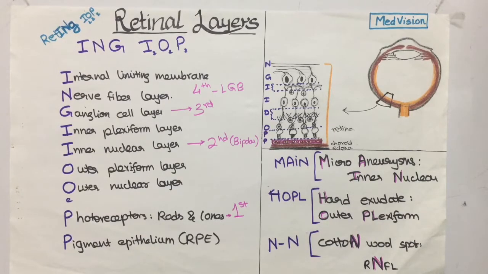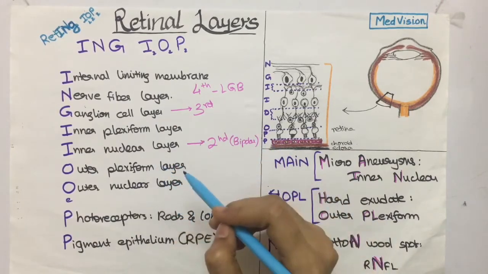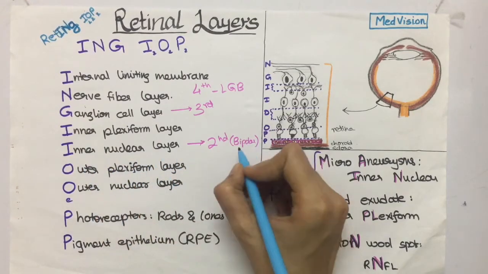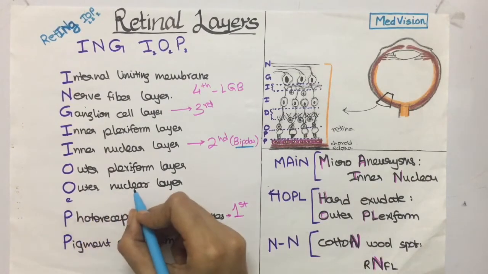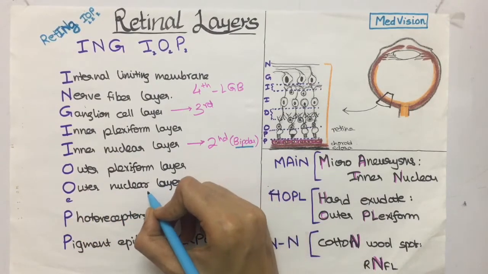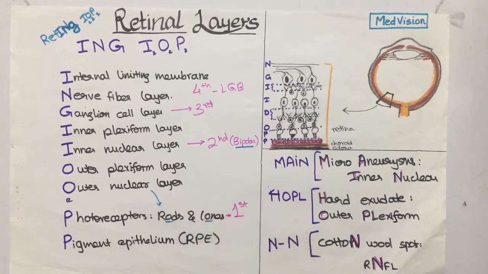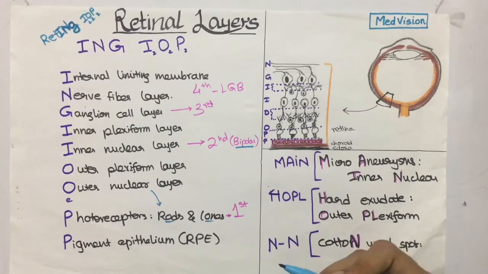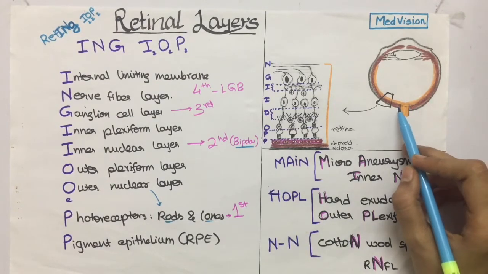Now we should know which nuclei are present in these nuclear layers. In the inner nuclear layer, the nuclei of the bipolar cells are present, and in the outer nuclear layer, the nuclei of the rods and cones are present. Now this inner or outer can sometimes be confusing, which layer is inner, which is outer. So we'll understand that with the help of this diagrammatic representation.